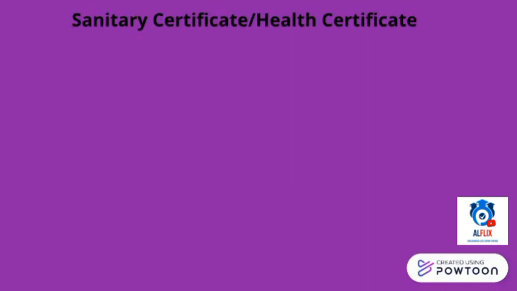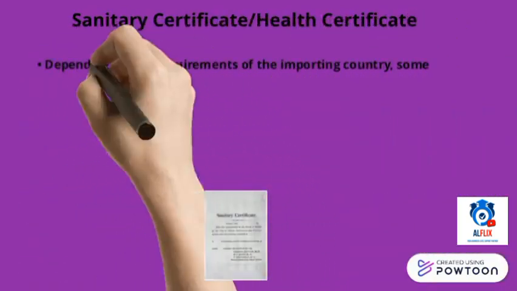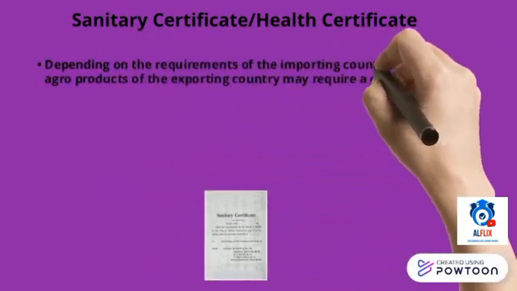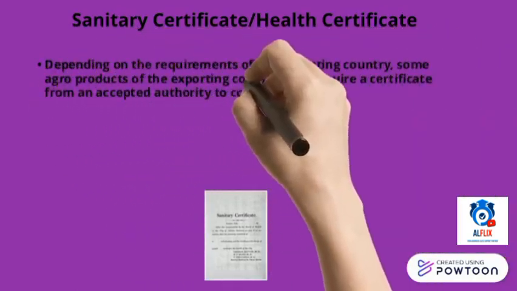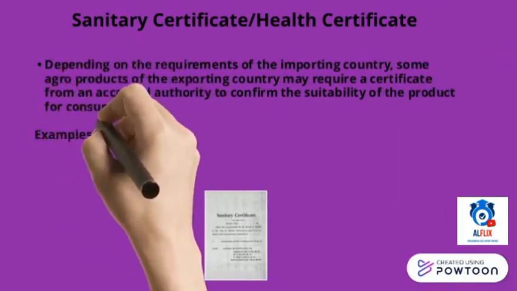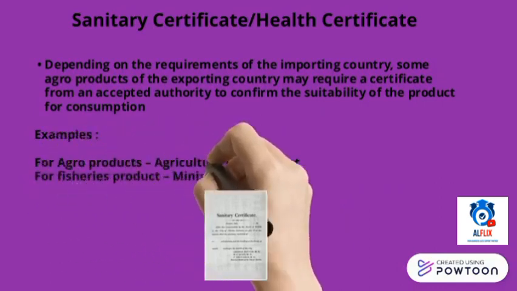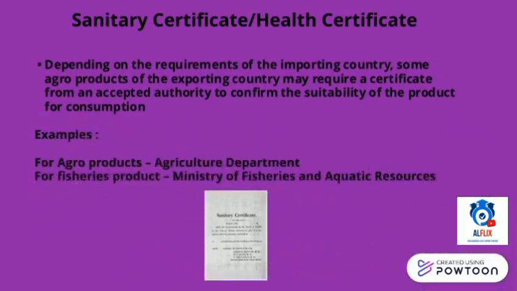Sanitary certificate or health certificate. Depending on the requirements of the importing country, some agro products of the exporting country may require a certificate from an accepted authority to confirm the suitability of the product for consumption. Example, for agro products, Agriculture Department. For fisheries product, Ministry of Fisheries and Aquatic Resources.